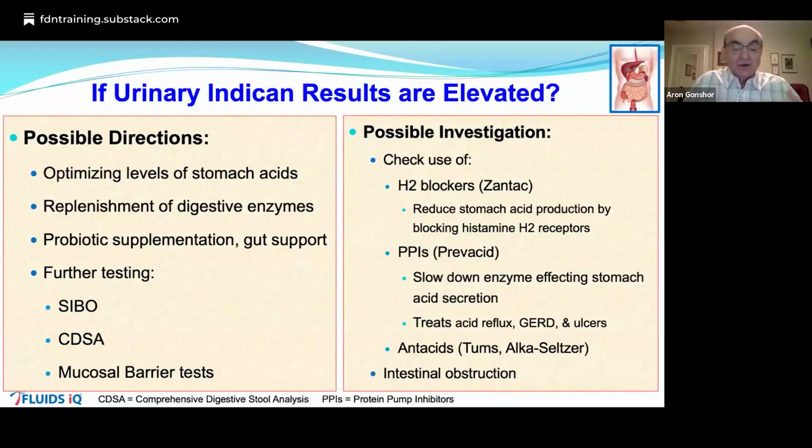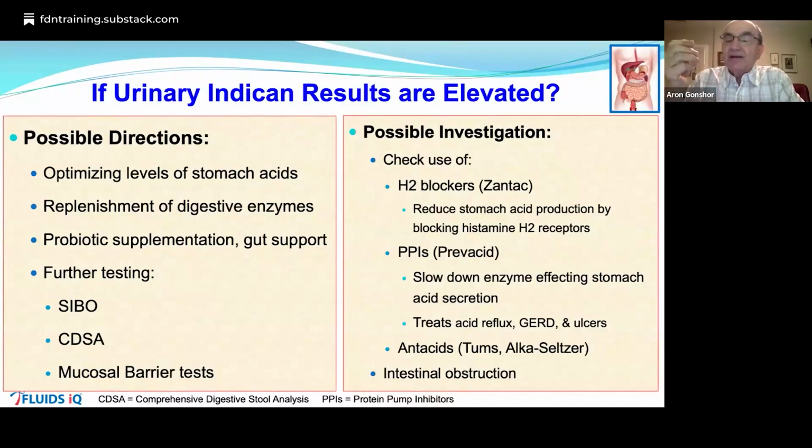And as I said, further testing, right? SIBO. You can do the comprehensive digestive stool analysis, CDSA, the mucosal barrier test, because you want to know, is there an inflammatory condition? Is there intestinal permeability? And what kind of effect is that having? And what are the possible investigations that you want to do? And this is very important because a lot of people that you're going to see are not going to tell you that they're on various types of over-the-counter medication.